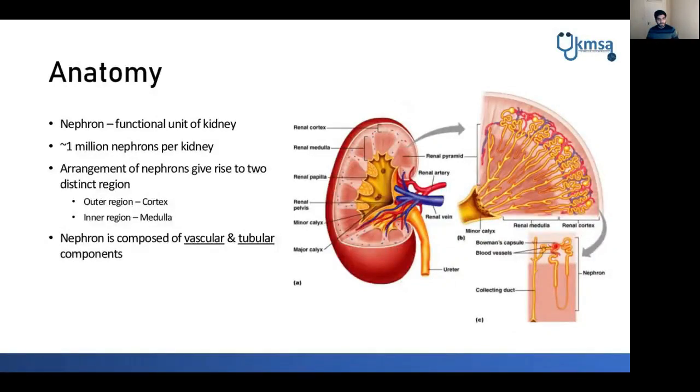So coming in closer, the functional unit of the kidney is the nephron. We have about 1 million of them per kidney. The way they're arranged results in an outer region called the cortex and an inner region called the medulla, which you can see on the image there. And then the nephron can be further classified into the vascular component and the tubular component.